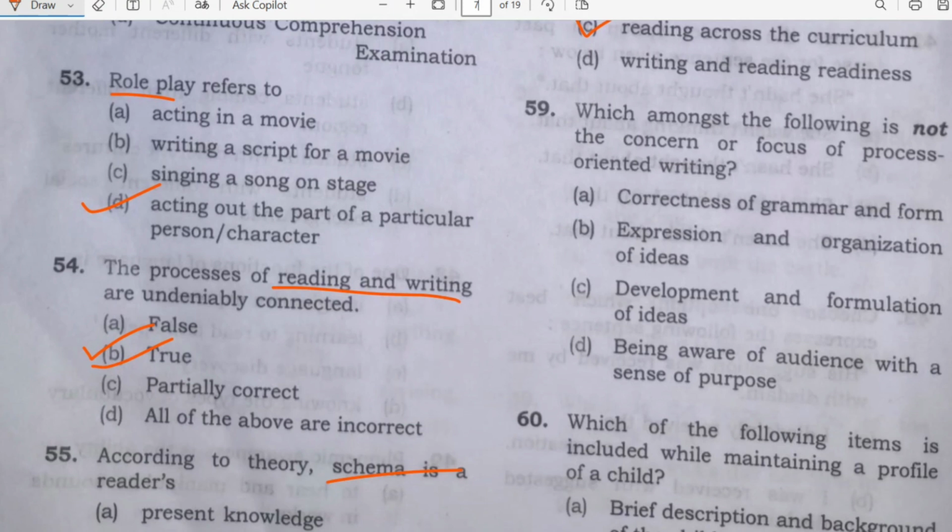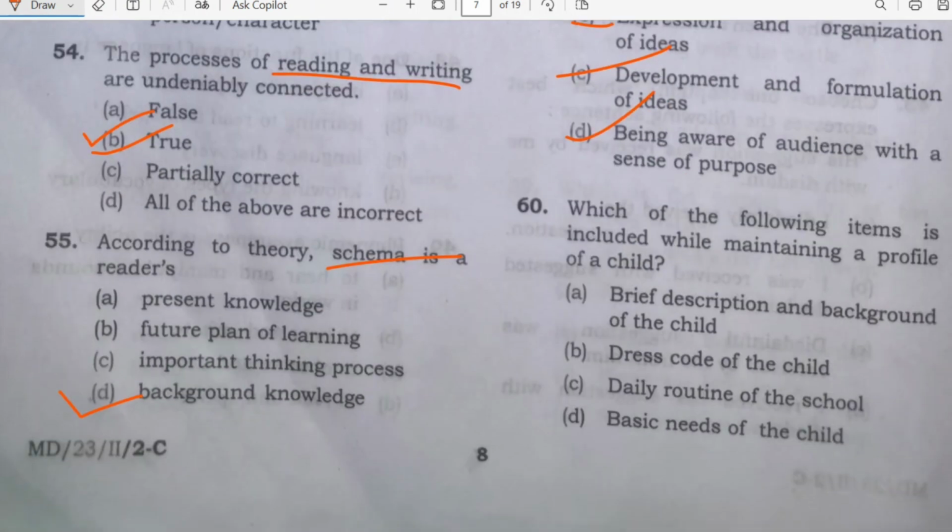Which amongst the following is not? See, negative sentence we need here. All right, note the concern for focus of process oriented writing. So which of the following is not a concern for focus of process oriented writing? Correctness of grammar and form, expression and organization we need, development and formulation we need, being aware of the audience also we need. So this is the wrong answer here. Wrong answer means this is the correct option you have to choose. All right, let's go to the next question, the last question.